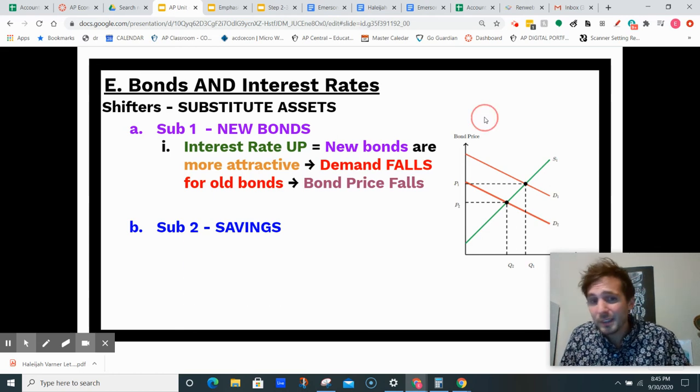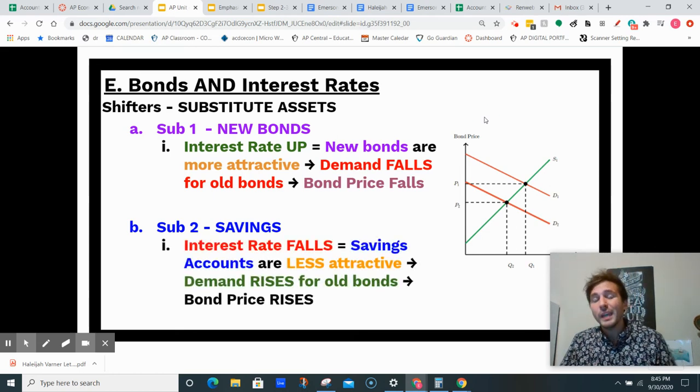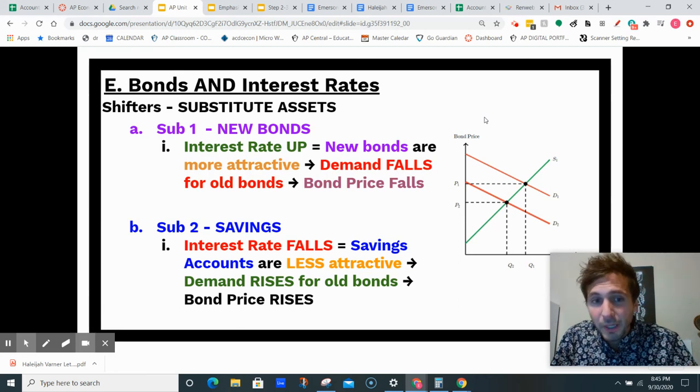The second substitute asset is savings. I can put my money in a savings account. So if the interest rate falls, for example, savings accounts are not very attractive. Why would I put my money in a savings account? I would rather put my money in old, previously issued bonds. And so people buy those previously issued bonds instead. The demand for previously issued bonds goes up, and the price of previously issued bonds rises.